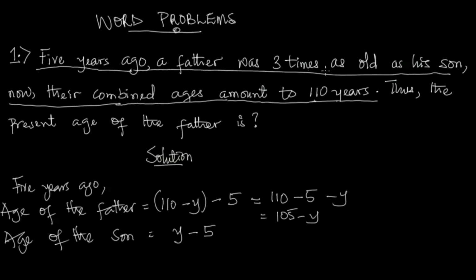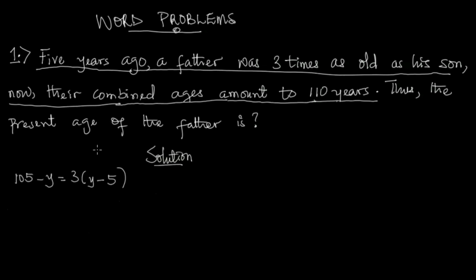Now to interpret this first line, 5 years ago a father was 3 times as old as his son. So if this was the age of the father 5 years ago and this was the age of the son 5 years ago, that means that 105 minus y is equal to 3 into brackets y minus 5. Alright, so I'm just going to clear out all this so we can have more space. So we have that 5 years ago the father being 105 minus y years old was 3 times as old as his son. So now we can solve this.